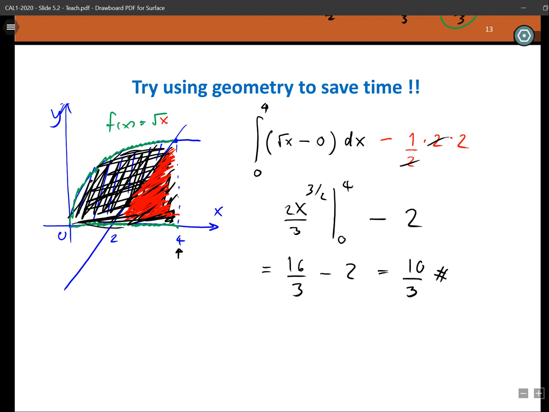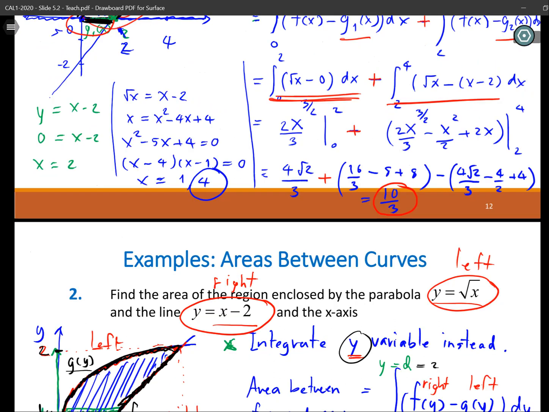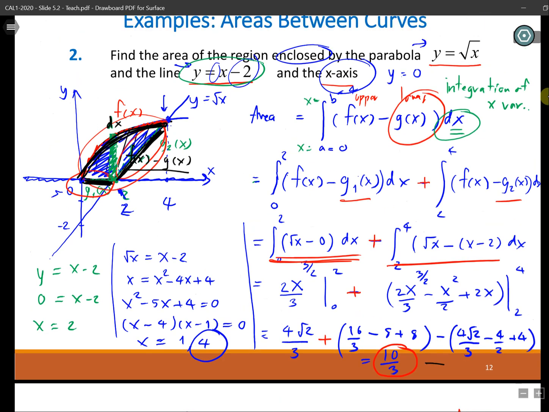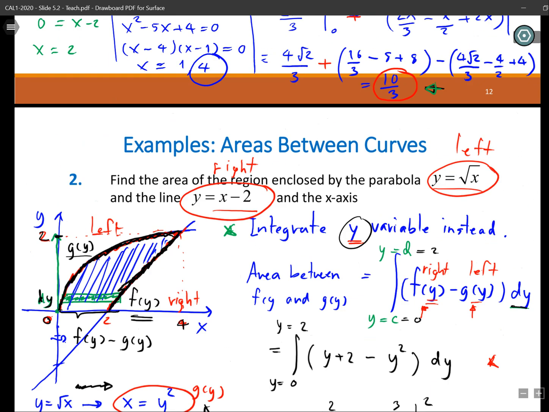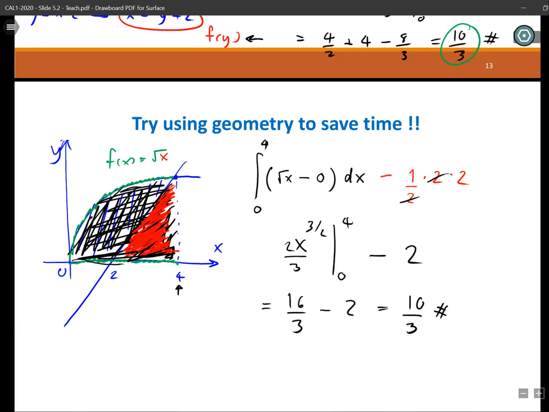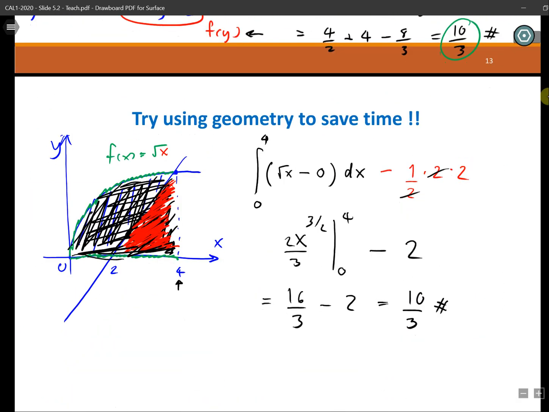Just like the two ways that we did before. The first way, integrate on x variable, we get 10 over 3. The second approach, we work on y variable, we get 10 over 3. And the last approach, we work on the x variable, but we add a geometry trick into that, and we get 10 over 3.